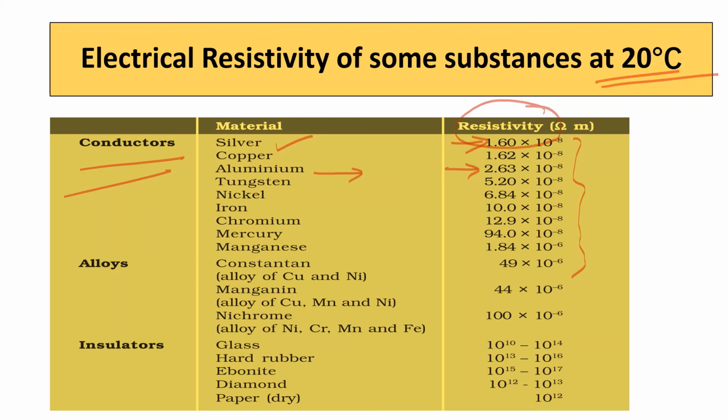Whereas if you look into the insulators, it is in the range of 10 raised to 14, 10 raised to 16, which is very high. The resistivity is very high for insulators. You know, conductors are good at conducting electricity, whereas insulators are poor conductors of electricity.